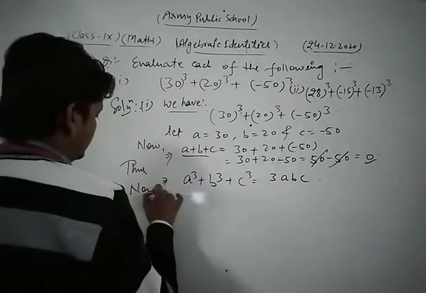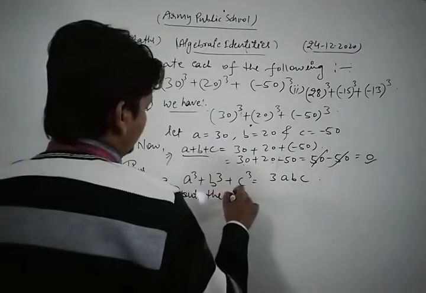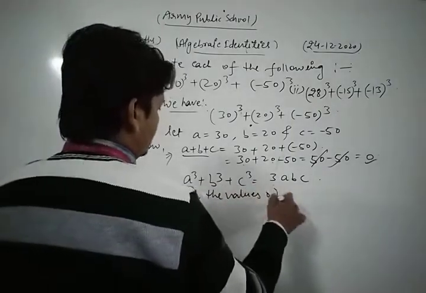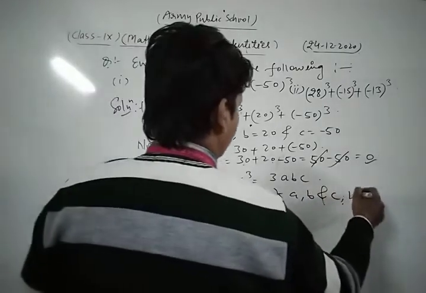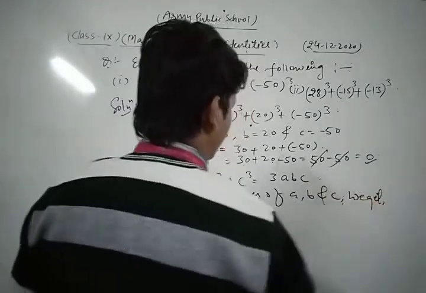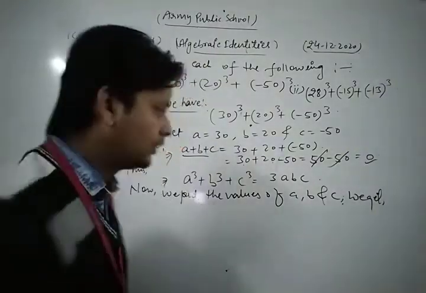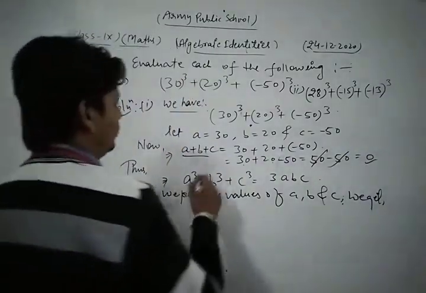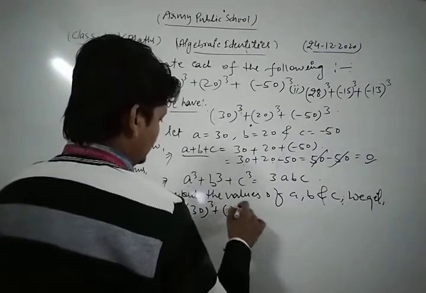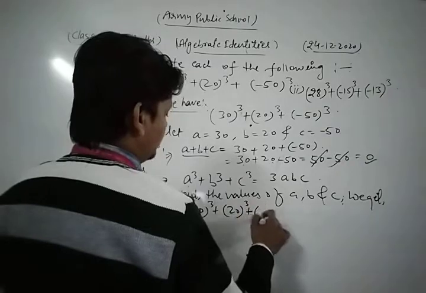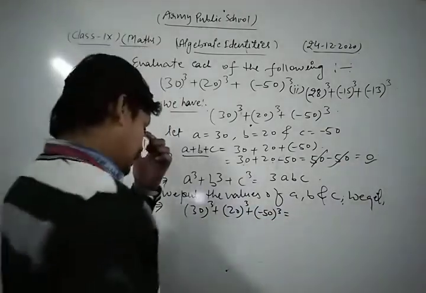Now we put the values of a, b and c. What do we get? Let's see. The value of a is 30, that is 30 cube, this is 20 cube plus this is minus 50 cube is equal to 3abc.